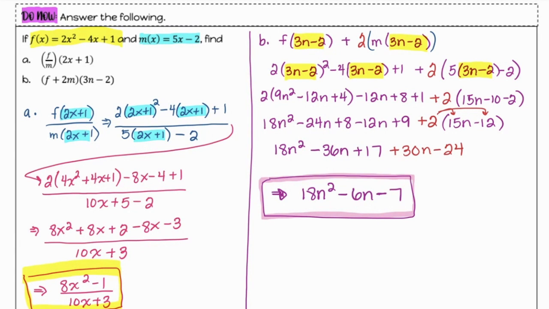For part B, we're asked to add two functions, but I do need to remember that we're doing twice the m function, so that's what I color-coded in red. I input my given input, which is 3n minus 2, into both of the functions. Again, I do my algebra, and I end up at 18n squared minus 6n minus 7.